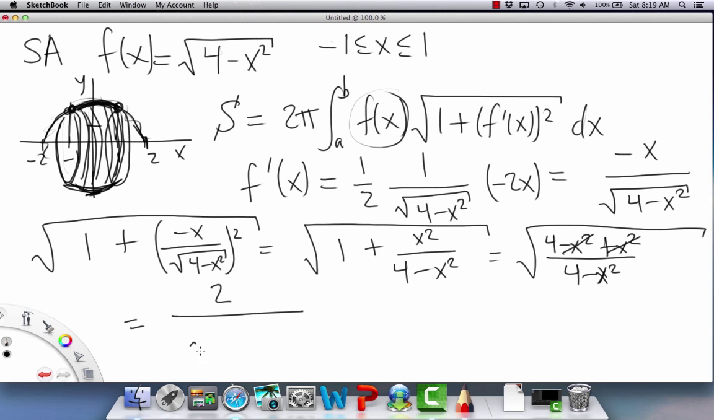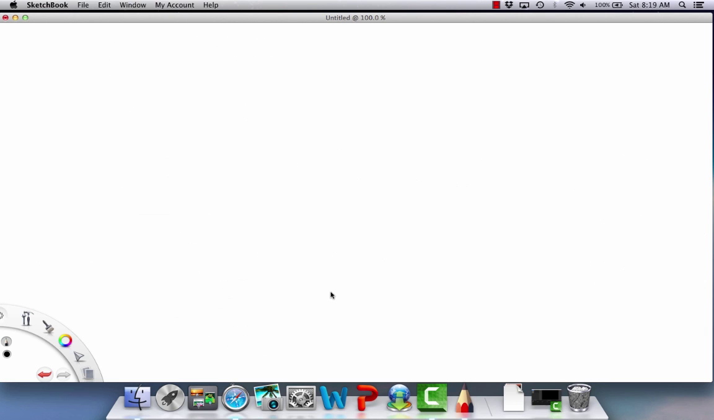So we end up with something like this. This is our square root portion right here. This is our arc length factor. So now we just plug it into the formula. I'll do that on the next slide so we can finish the problem cleanly.